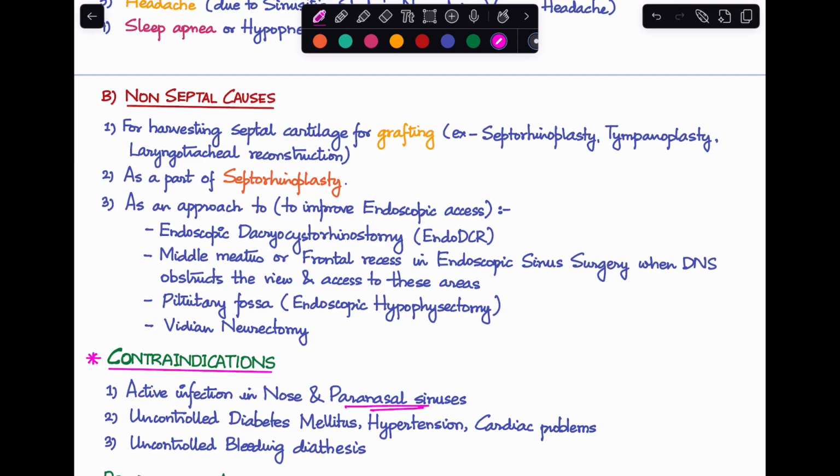Also, other contraindications, which are relative contraindications, involve uncontrolled diabetes mellitus, hypertension, cardiac problems, uncontrolled bleeding diathesis. These are all conditions that you should first treat and get under control before you perform septoplasty.